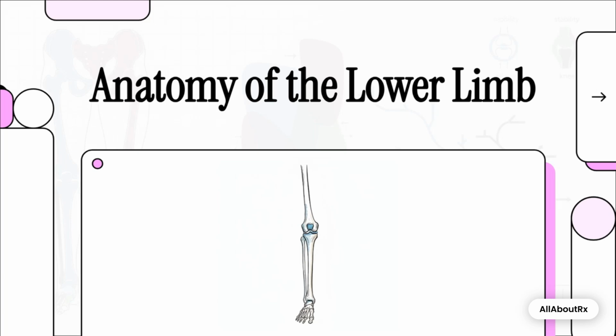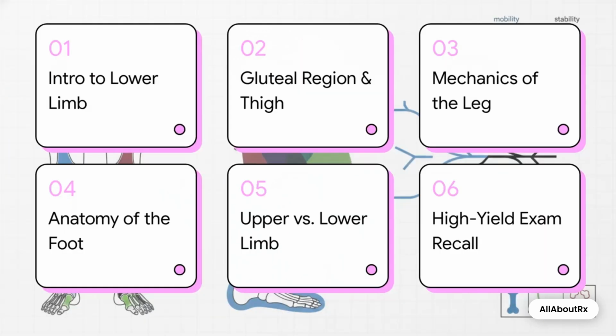Okay, let's dive right into this exam-focused breakdown of the lower limb. We have a ton of ground to cover today. Literally. We're taking a top-down anatomical journey today. We'll hit the introduction to the lower limb, the gluteal region and thigh, mechanics of the leg, anatomy of the foot, compare the upper and lower limbs, and finish up with some high-yield exam recall.